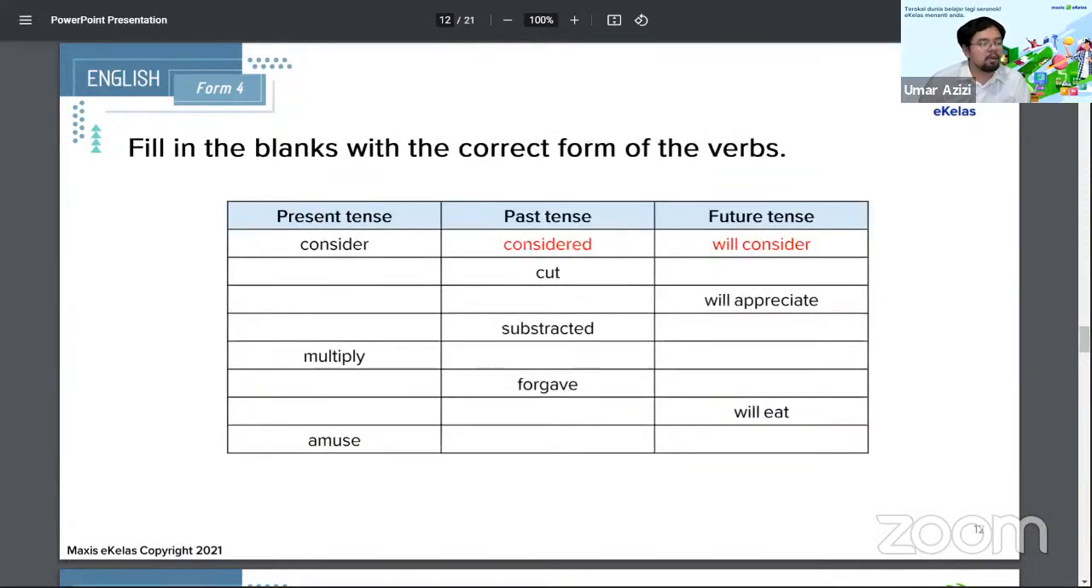Now, fill in the blanks with the correct form of the verbs. So now we have this table. This is a standard table for remembering present, past, and future. You might want to write this out. You can always fill it with different words also, or words that you come across that you don't often use, and you can add them to this table. Now, for the first one, giving you an example, consider is present tense. Past tense is considered, and the future tense will be will consider. Now, what is the present tense and future tense of the word cut? Can anyone guess?